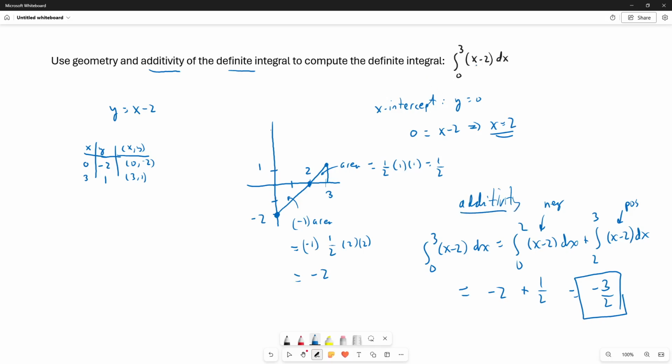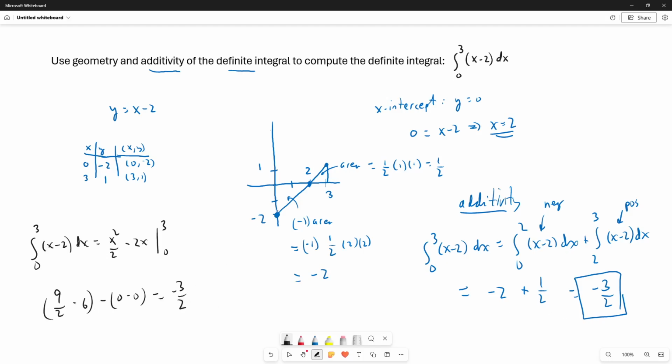Now we could also solve this problem using the fundamental theorem of calculus. So why not? The integral from 0 to 3 of x minus 2 dx is equal to the antiderivative x squared over 2 minus 2x. Plug in the endpoints. 9 over 2 minus 6 when you plug in the 3, and then minus 0 minus 0, and so we get 9 over 2 minus 6, which is 12 over 2. 9 minus 12 is negative 3 over 2, so we get the same final answer.